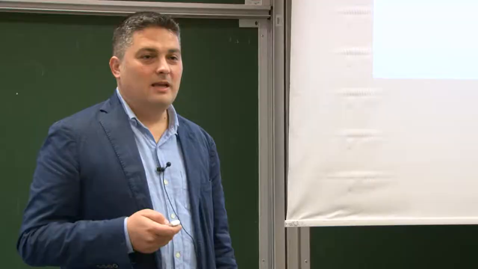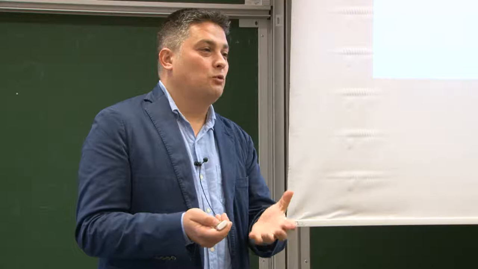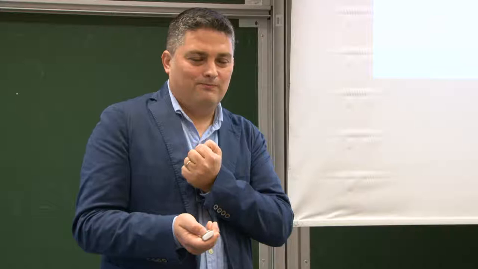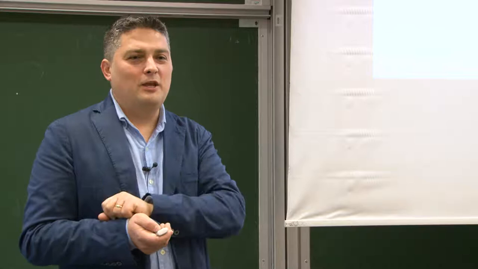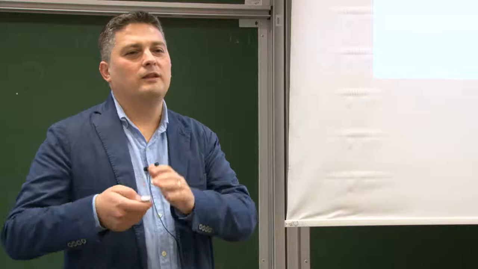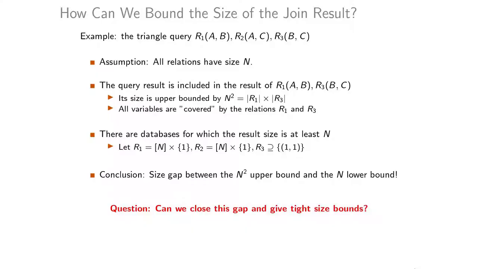And the question is, can we do better? Can we come up with a class of databases which would increase the lower bound a bit, making it closer to our upper bound? And in fact, yes. You can take square root of n values for A, square root of n values for B, and square root of n values for C. If you take the join of this, you get square root of n times square root of n times square root of n, which is n to the 3 over 2. So there are classes of databases for which we can improve the lower bound, but it still doesn't match our upper bound. So there is a gap between the lower bound and the upper bound.